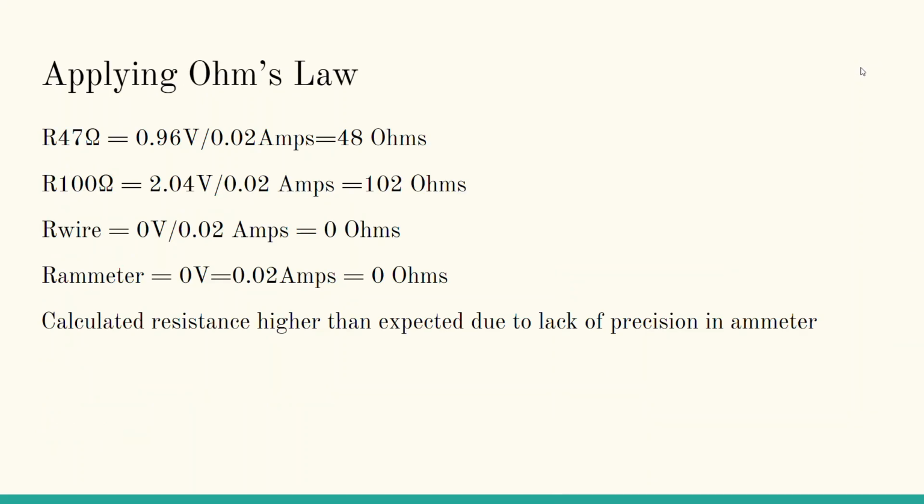increases. For this, we will apply Ohm's law to find the resistance in ohms of each of the components. For the resistor with a value of 47, it comes out to 48 ohms. For the resistor of 100, it comes out to 102 ohms. And each of the other two values for the wire and the ammeter is 0 ohms. And so the calculated resistance is higher than expected due to the lack of precision in the ammeter.